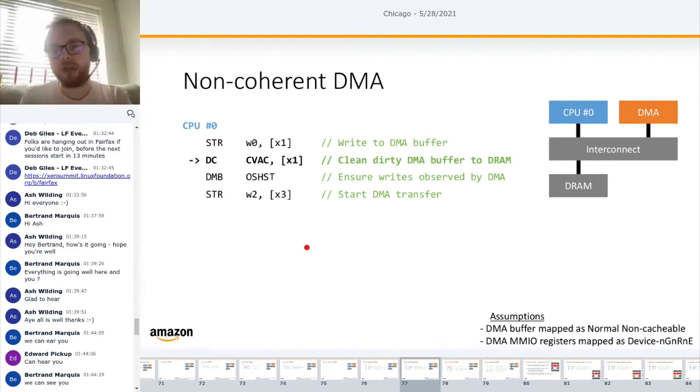And what this DC CVAC does is it cleans that data out, the dirty data from my cache lines, out far enough into the memory system that the DMA engine can see it, which in this example just means push it out to DRAM.